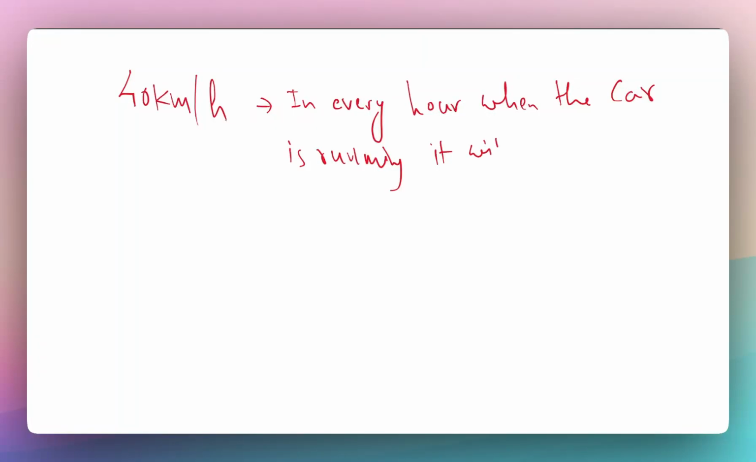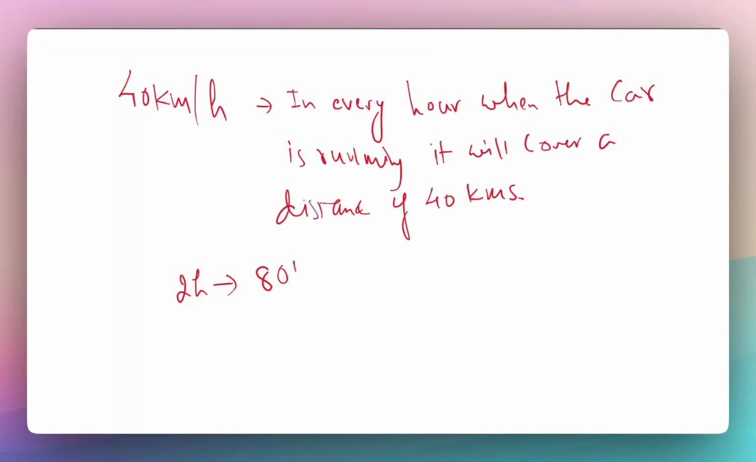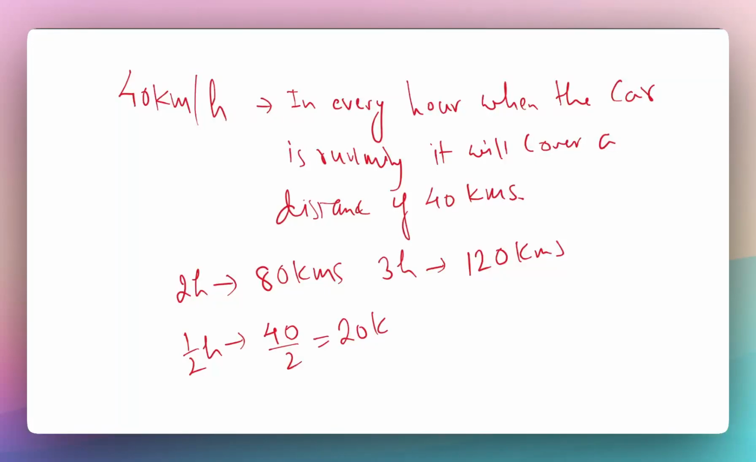it will cover a distance of 40 kilometers, right? So if it is running for 2 hours, it will cover a distance of 80 kilometers. If it is running for 3 hours, it will cover a distance of 120 kilometers. And if it is running just for half an hour, it will cover a distance of 40 divided by 2, that's 20 kilometers. This gives us a clue that distance and speed are related.